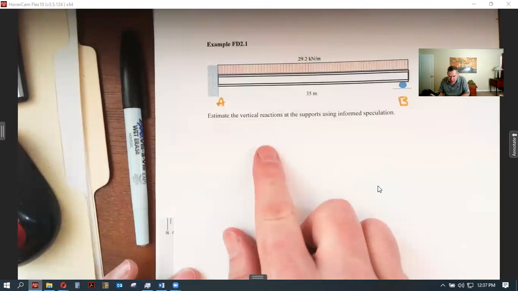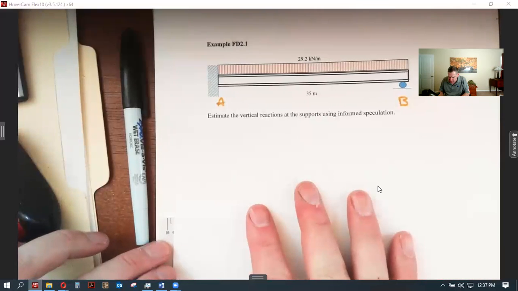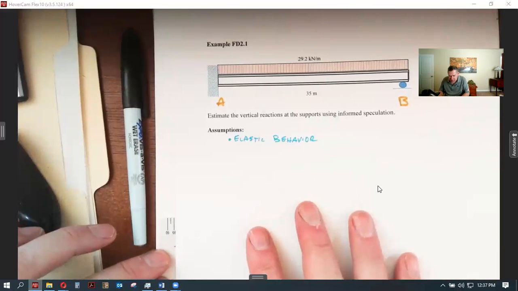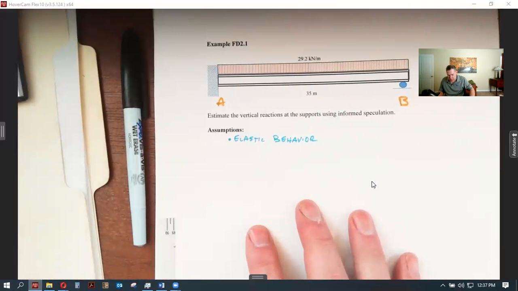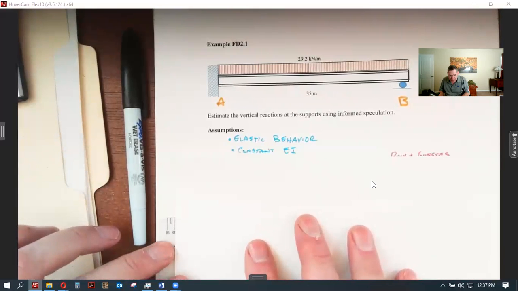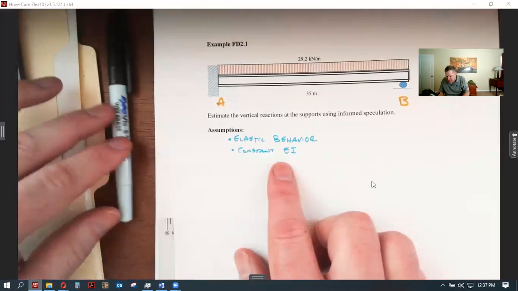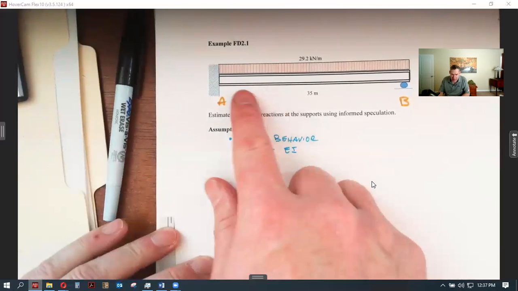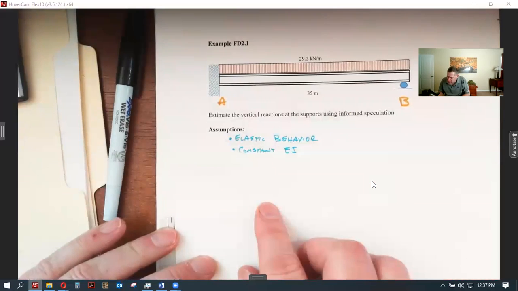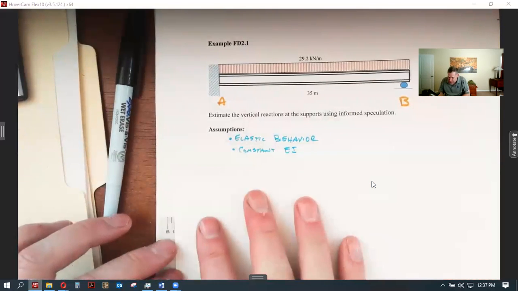Now let's talk about how we can begin to estimate what these reactions are at the support using what we might call informed speculation. We'll assume here that we've got elastic behavior at work, and we will also assume that we have constant EI in the beam, and should it not be that way, then we've got to think about this a little bit differently. But for now, that is a fairly reasonable scenario given what we see in this beam, that it looks like it's constant depth or height all the way across this length.